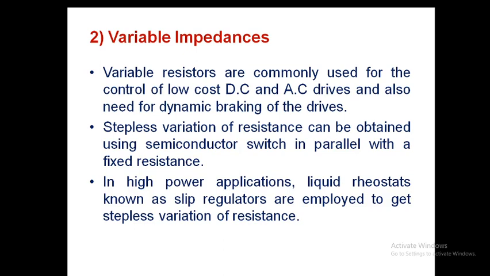Full resistance will come. So by turning on and turning off using PWM switches or an IGBT switch, you can get an average resistance at any level from 0 to full resistance. So that's what we can do for stepless variation of resistance.